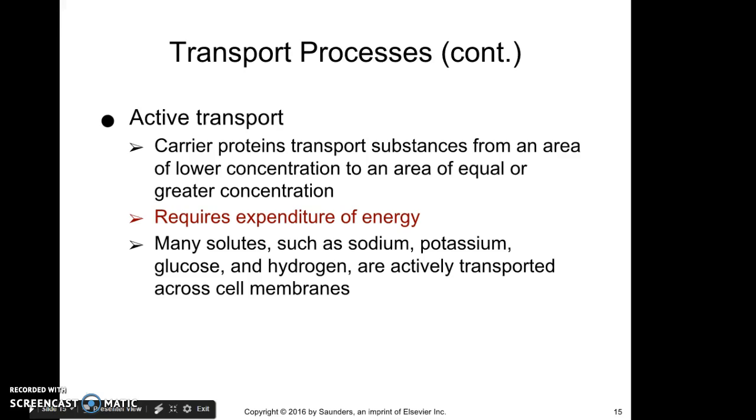Then we have active transport. This is when we have these helpers, these same carrier proteins, but they're going to transport substances from an area of lower concentration to an area of equal or greater concentration. And this requires expenditure of energy. So things like sodium, potassium, glucose, and hydrogen, all of those are actively transported across cell membranes.